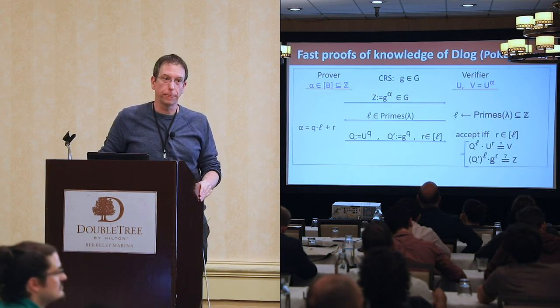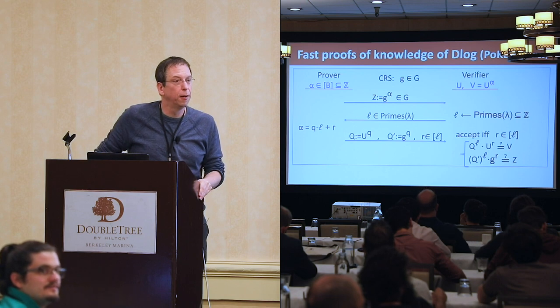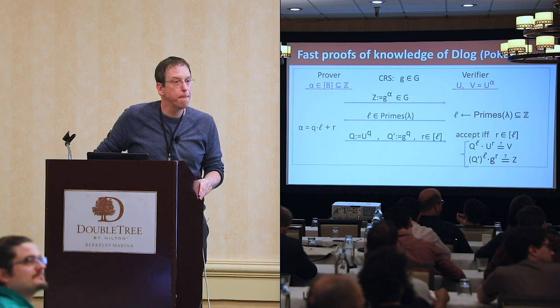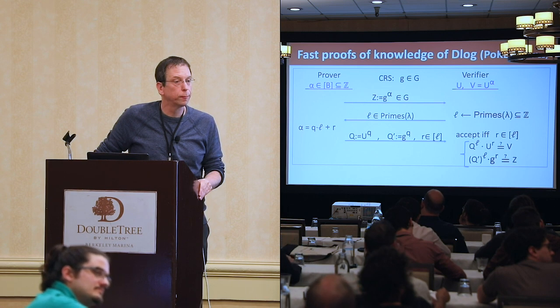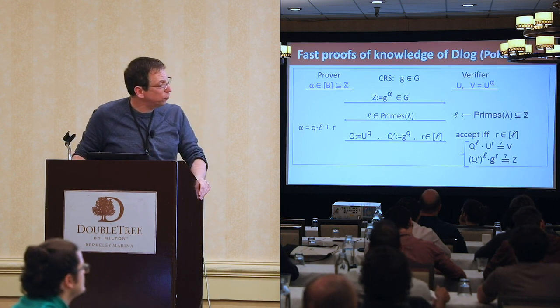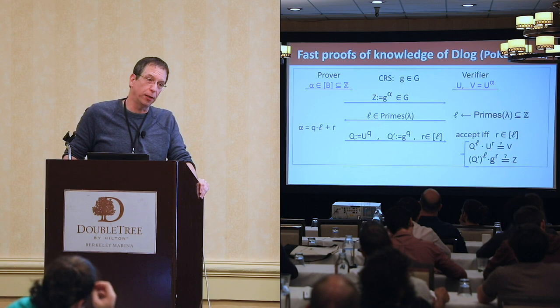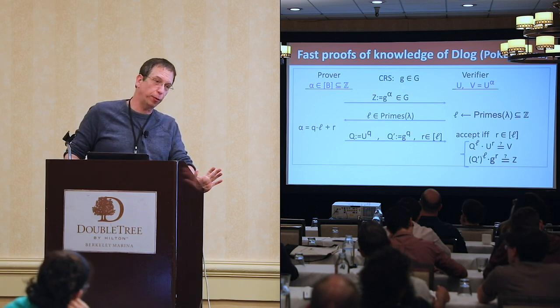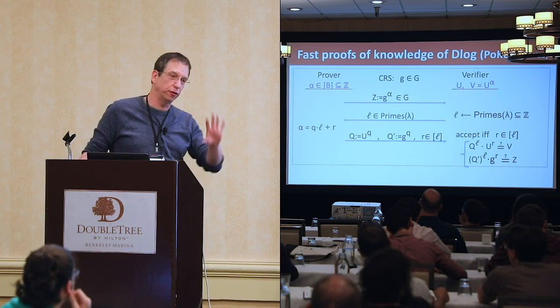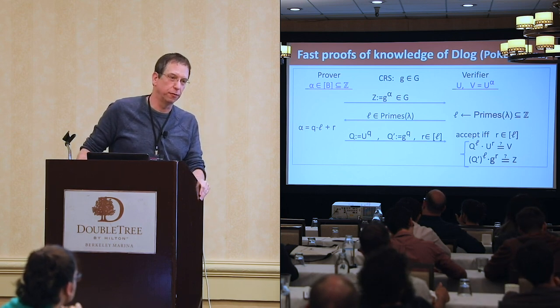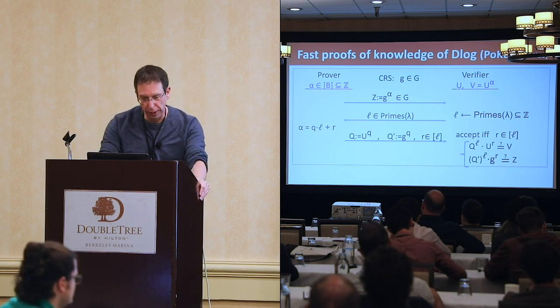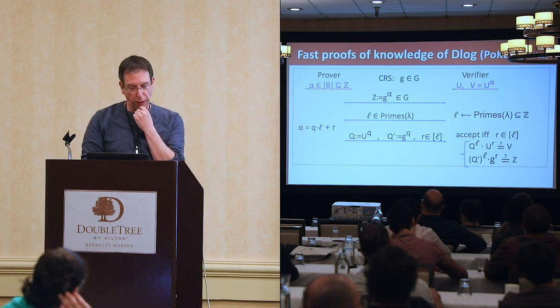Yeah? Another question? Yeah, please. Yeah, so these are very small primes. These are like 128-bit primes. Generating a 128-bit prime is not that difficult. There's a lot of literature on how to do that quickly. So I'm just going to take that as a fast operation. Yeah, it's a good question. Okay, fantastic. So that's kind of where we are.